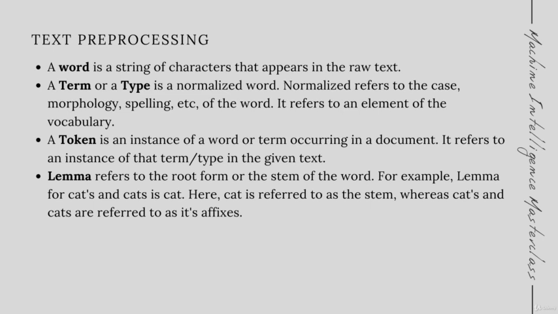Lemma refers to the root form or the stem of the word. For example, both the words cat's with an apostrophe and cats without an apostrophe have the same lemma, which is cat. It can also be thought of as a part of the speech of the word or the rough sense of the word. Cat is referred to as the stem, while cat's and cats are referred to as its affixes.